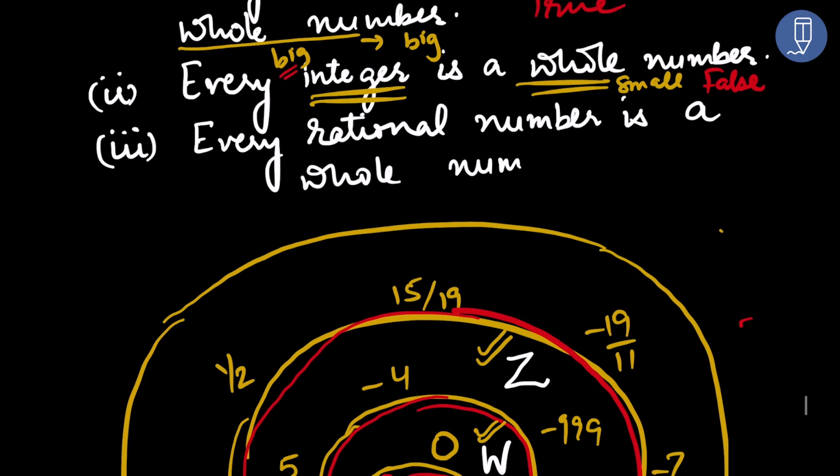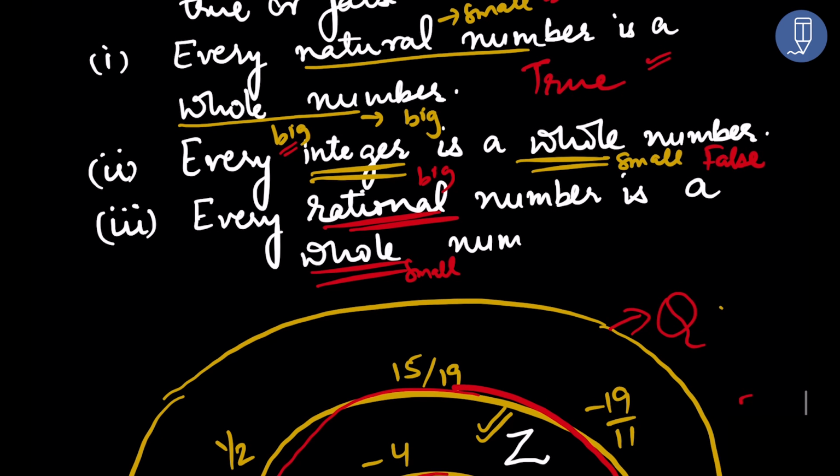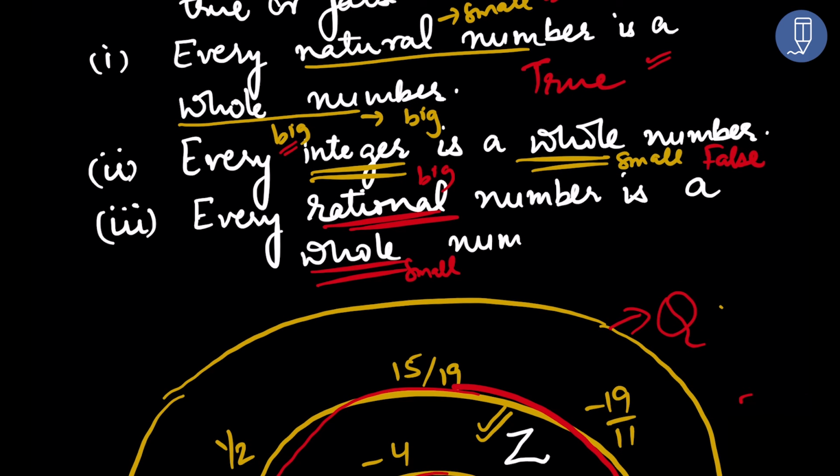Using this logic, now I ask you, here we have rational numbers, here we have whole numbers. You know that rational number is the outermost circle, the biggest one. So this is big and this is small. Just using this logic, can you tell me whether the statement is true or false? Absolutely correct. The answer is false because a big circle cannot be inside the small circle. So we will say every rational number is a whole number is a false statement.